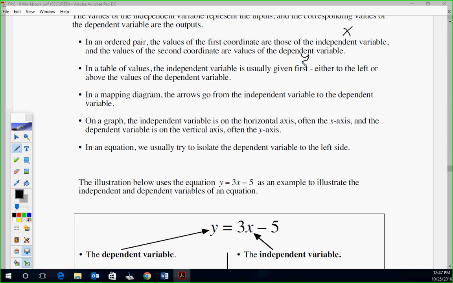In a table of values, the independent variable is usually given first, on the left. Okay, dependent is y. In a mapping diagram, the arrows go from the independent variable x to the dependent variable y. On a graph, the independent variable is on the horizontal axis, the x-axis, and the dependent variable y is on the y-axis. That makes sense. In an equation, we usually try to isolate the dependent variable, y, to the left side.